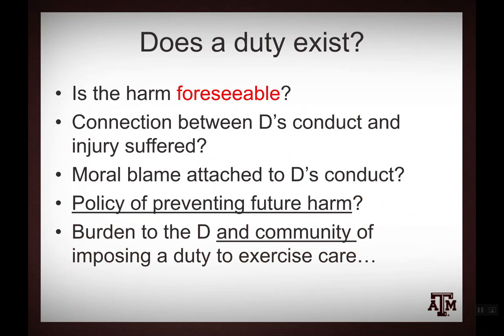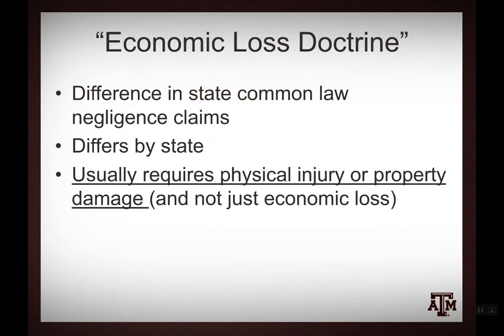It allows for more damages. You have this 4-prong, and it is basically we want to prevent future harm. We want to have these cases. We want to punish people because then we're going to have a burden to the defendant and the community at large to exercise care. Now, I'm not going to go into this economic loss doctrine. It's in your book. But again, it goes to state common law, negligence claims. It differs by state. What constitutes this? Not important for this class.